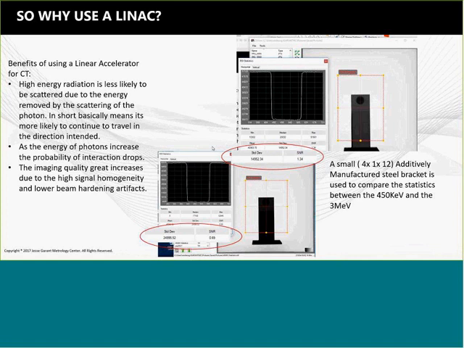A lot of the scattering effects that you see on lower energy systems are less prevalent on the accelerator. Basically, as the energy of the photons increases, the probability of interaction drops. So there are fewer photons being absorbed, and any photons that are being absorbed are knocking electrons off in the direction of the panel to help image.